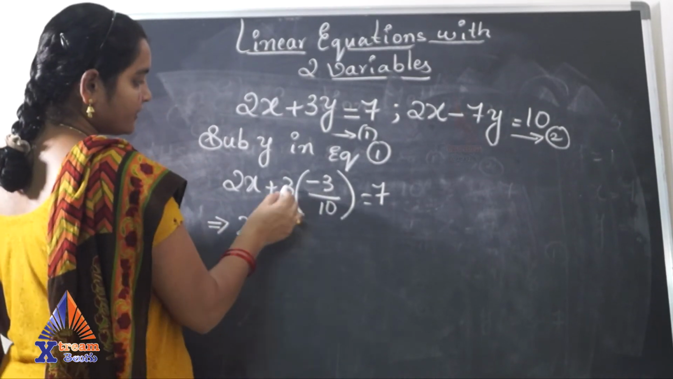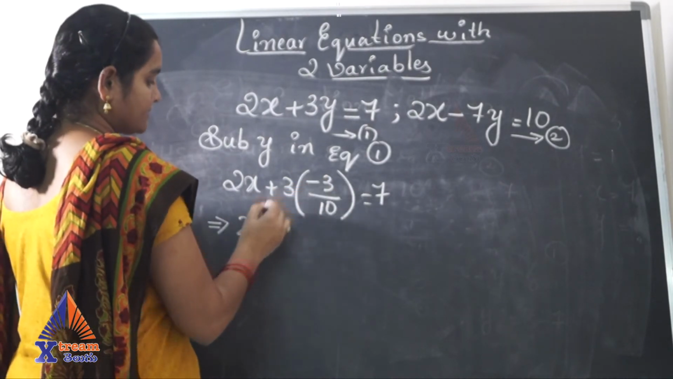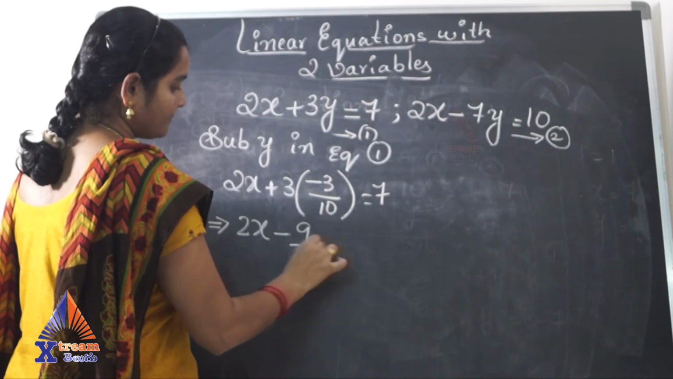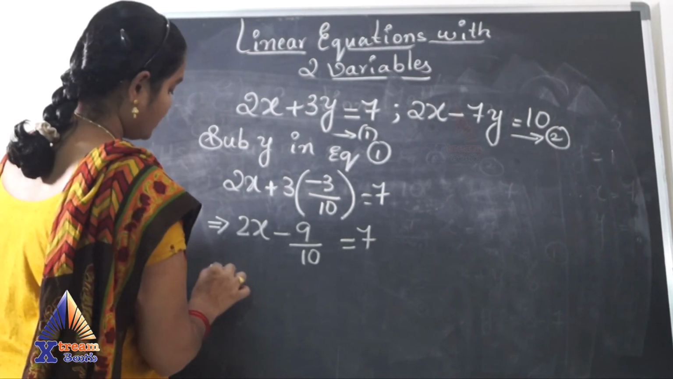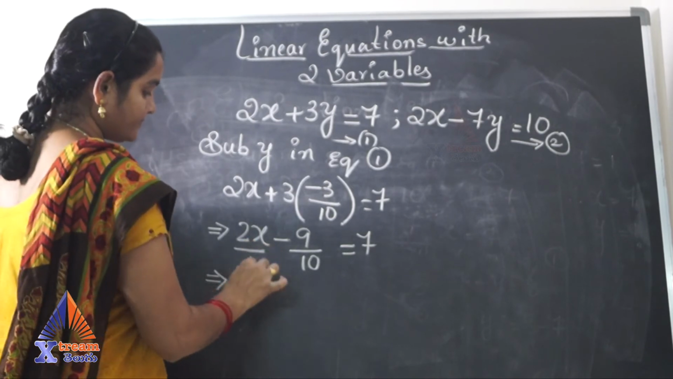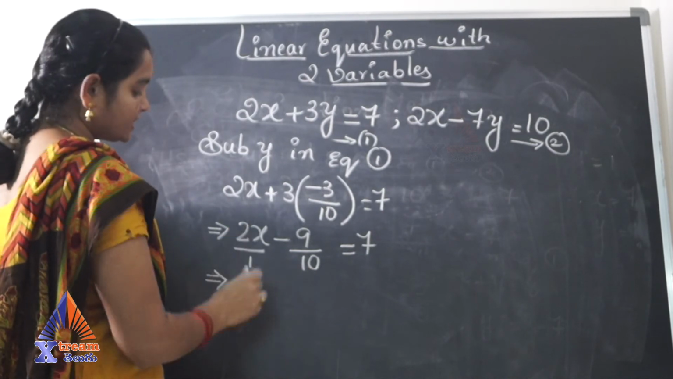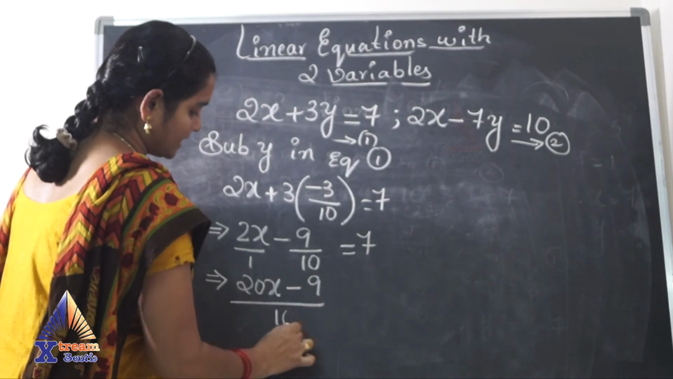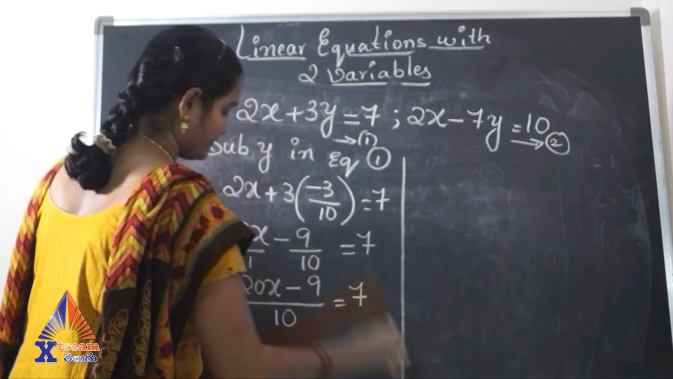2x. Now check for the numerator and denominator for any cancellations. Here there is no possibility, so we simply multiply. Plus of minus is minus. 3 3s are 9 by 10 is equals to 7. Now again the fractions we have here. Now we take the LCM. Here the denominator is 1. To make it 10, we multiply this with 10. So this becomes 20x minus 9 by 10 is equals to 7.